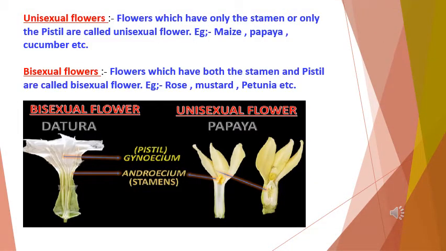Based on the presence of these reproductive parts, the flowers can be unisexual or bisexual. Flowers which have only the stamen or only the pistil are called unisexual flowers. Maize, papaya, cucumber are examples of these. Flowers can be bisexual also. So these flowers have both stamen and pistil present in them and hence they are bisexual. Examples are rose, mustard, petunia.